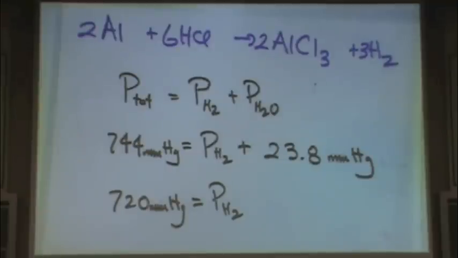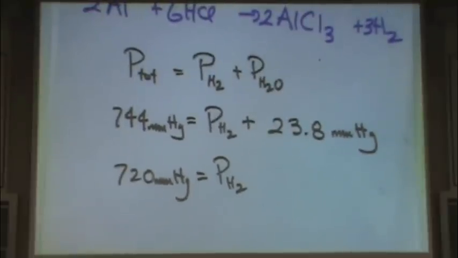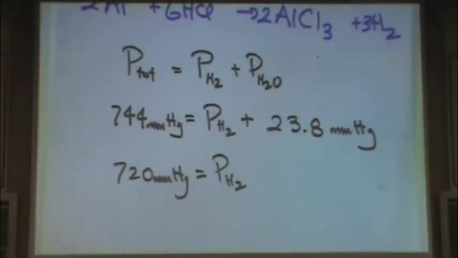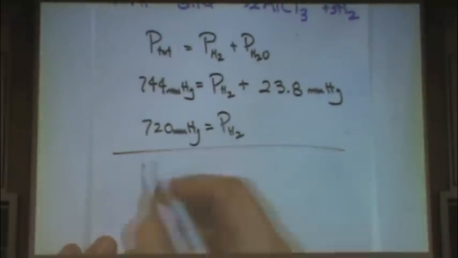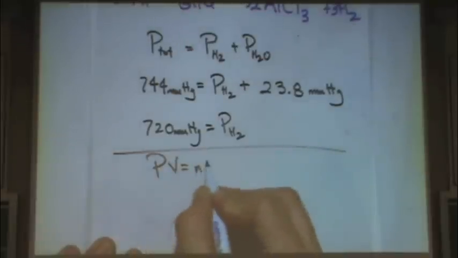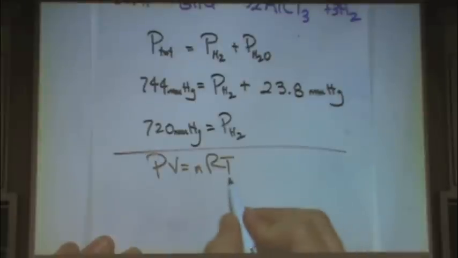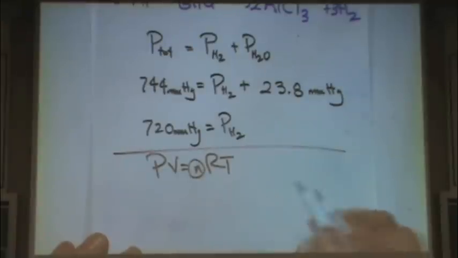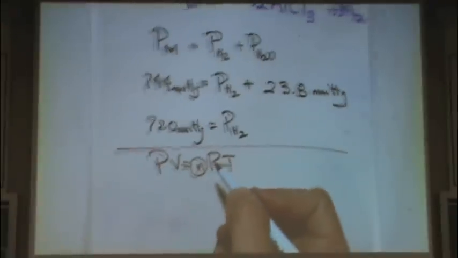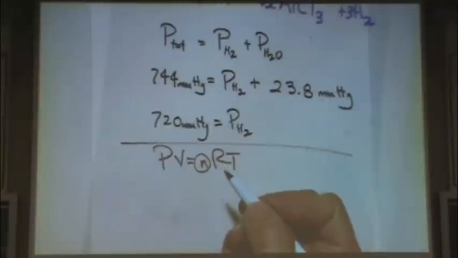Now, the second question says, how many moles of H2 gas is formed? Okay, now I'm talking about moles. I've got the pressure, I've got the temperature. This is an ideal gas law problem now. So let's change colors here. I'm going to work with the ideal gas law, PV equals nRT. Temperature is given, R is a constant, moles is what I want to know. I've got the volume, I believe.